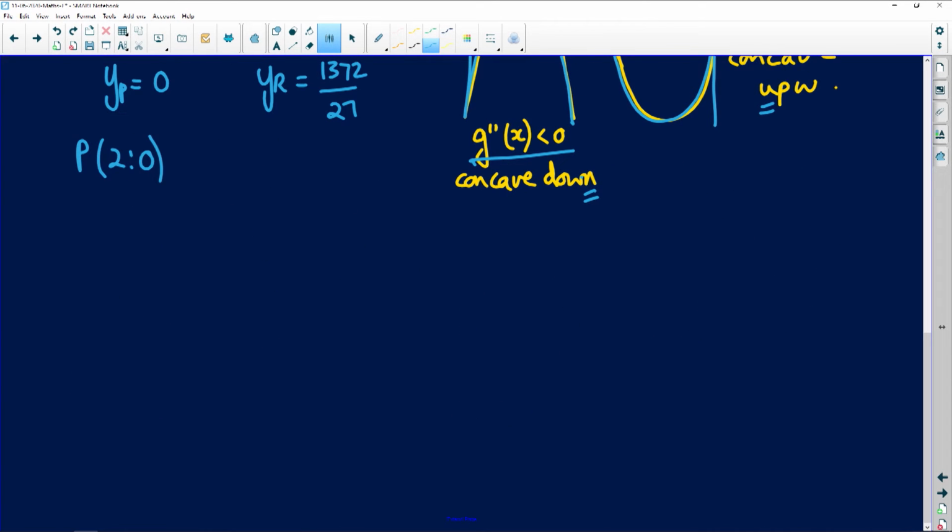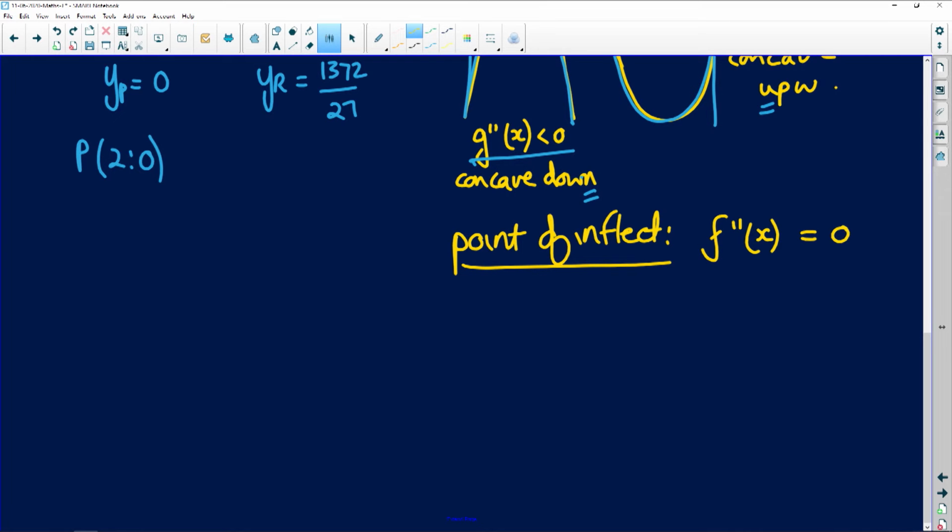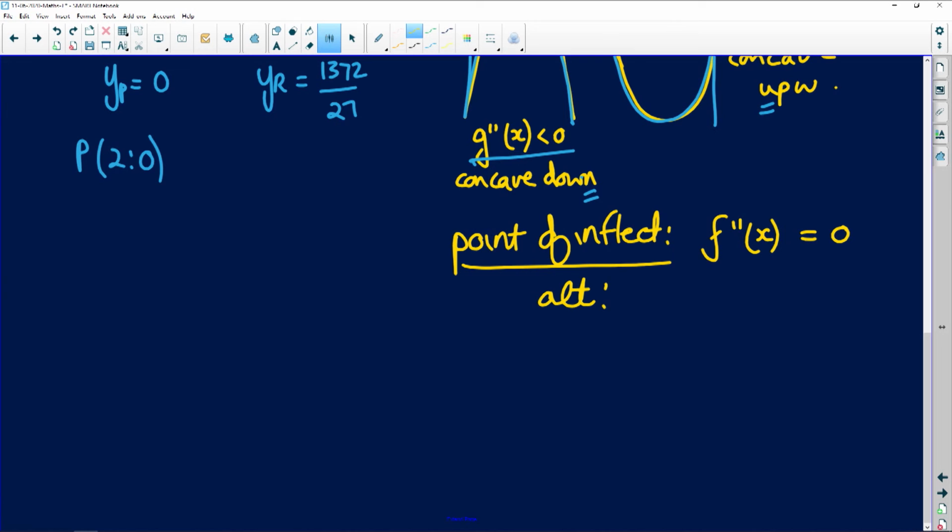To find the point of inflection, I'm going to put this in yellow again. To find the point of inflection for a cubic curve, there's 2 ways. You can find the second derivative, make it equal to 0, and solve it, and that gives you the x value. Okay, for the y value, just plug it back into the function. Or alternatively, you can just apply x is minus b over 3a.